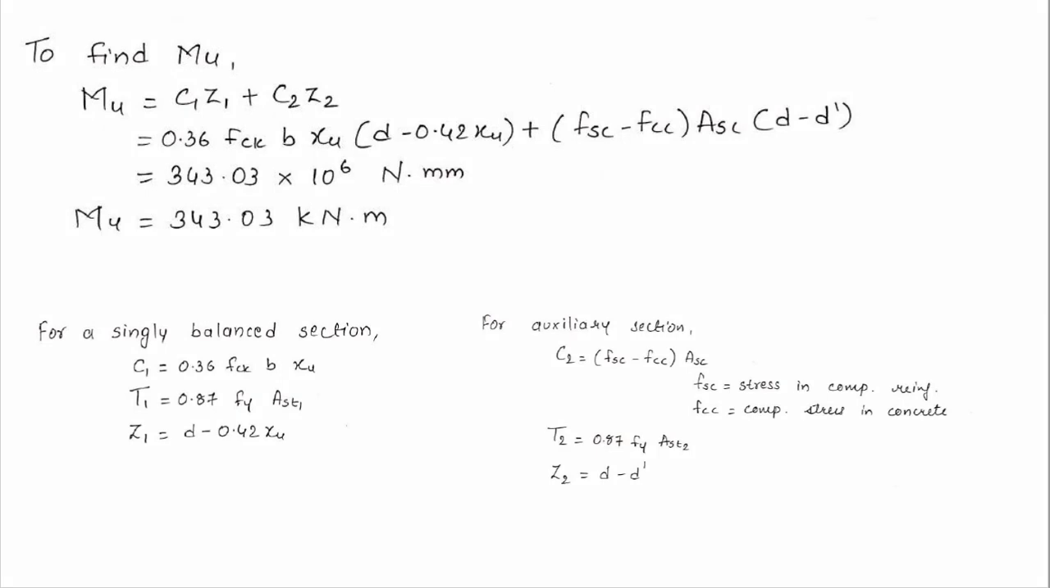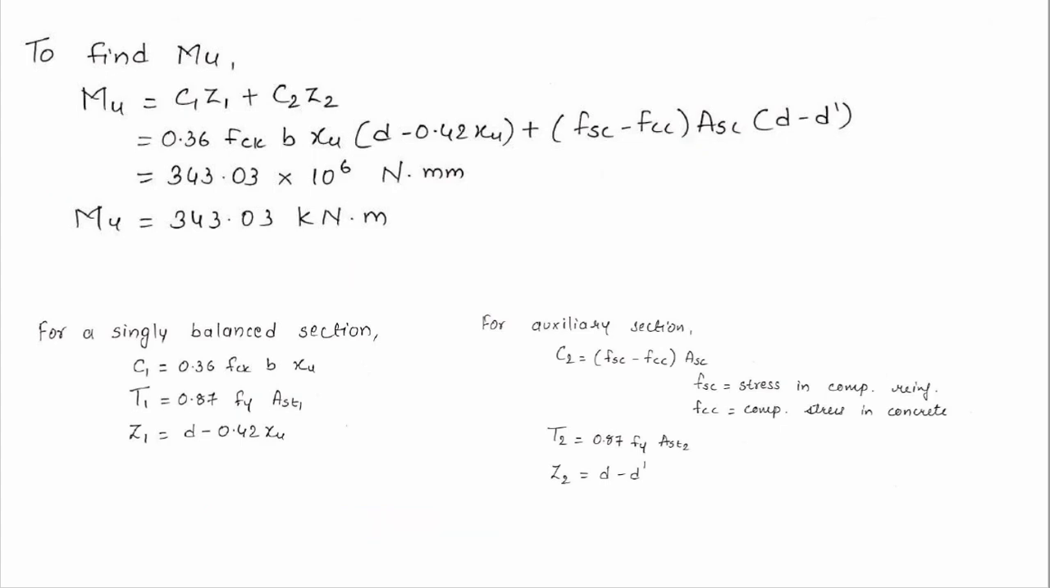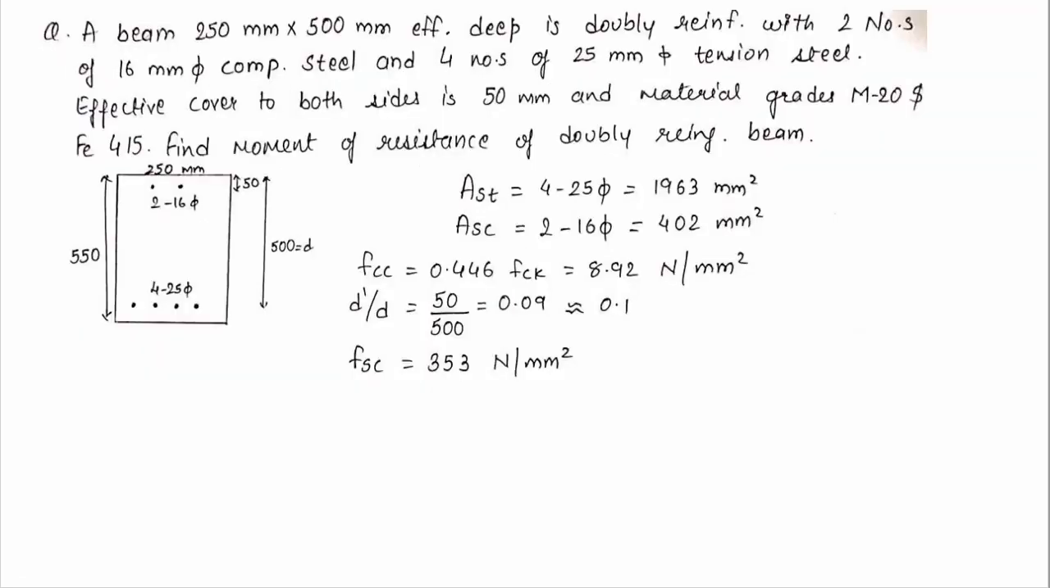Since C1 and C2 values we have already seen in the previous slide, that it will be these values. So substituting the values here, the only unknown, that is Mu, we will be getting from this equation. So the final answer will be 343.03 kilonewton into meter. Now moving on to the next sum.